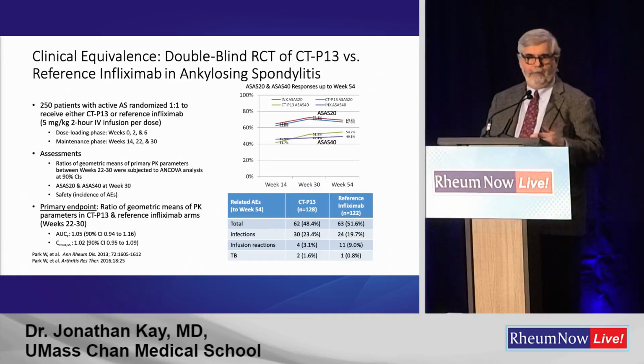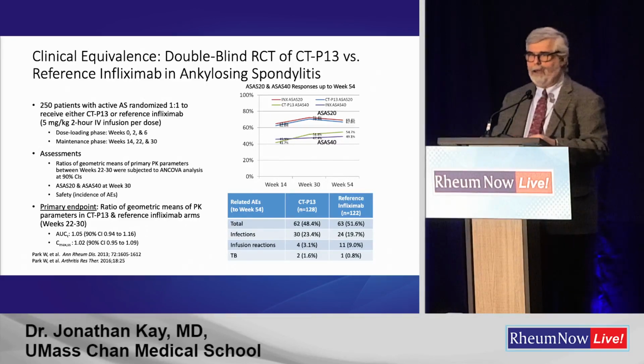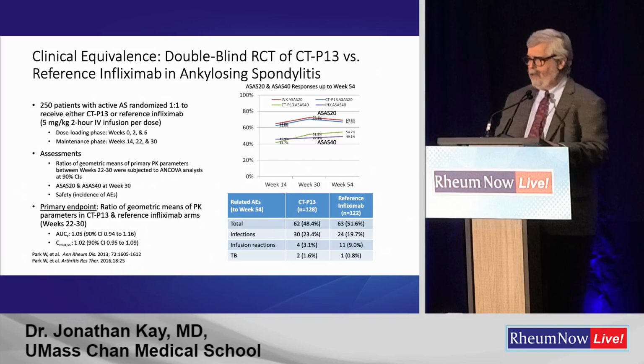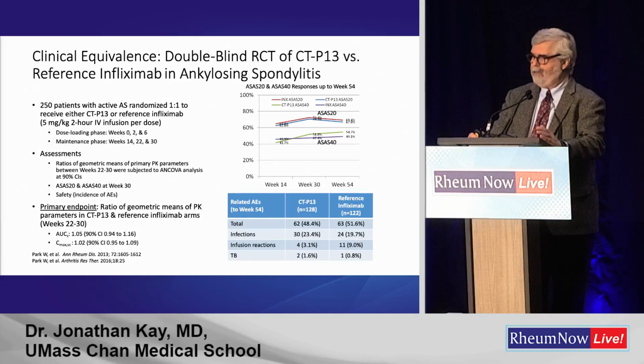These are data from the first published clinical trial of a biosimilar monoclonal antibody, the clinical equivalence study comparing the CT-P13 biosimilar candidate for infliximab to reference infliximab in ankylosing spondylitis. This study enrolled 250 patients with active ankylosing spondylitis randomized 1-to-1 to receive either the biosimilar candidate or reference infliximab at 5 milligrams per kilogram infused intravenously over 2 hours per dose.